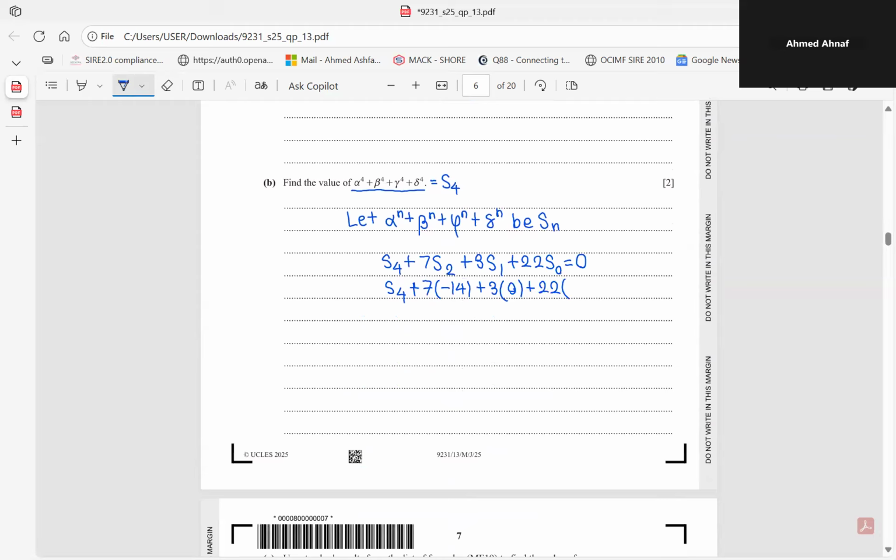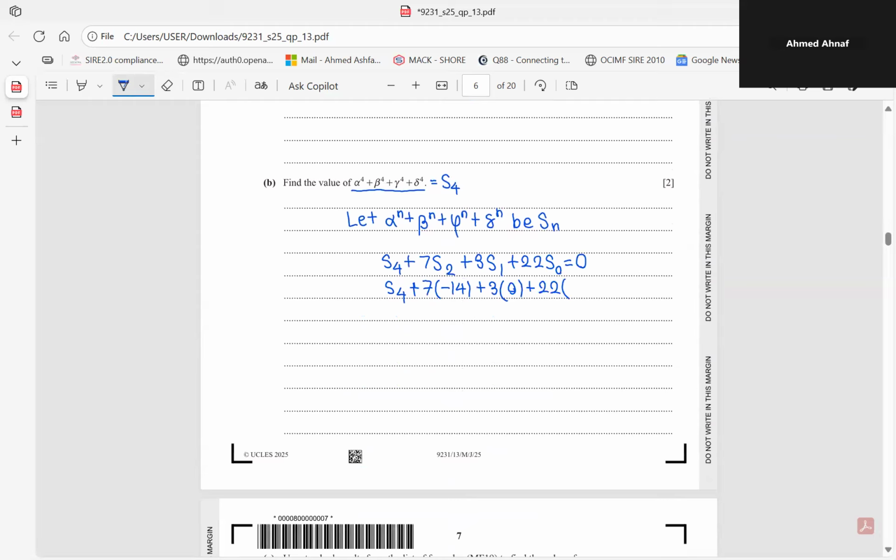Okay, let me check if I did it correctly. Minus 98 plus 0 plus 88. Yep, minus 10 equals to 0. And hence S4 would just be equals to 10. So this would be our final answer for this part. Let's head on to the next part.